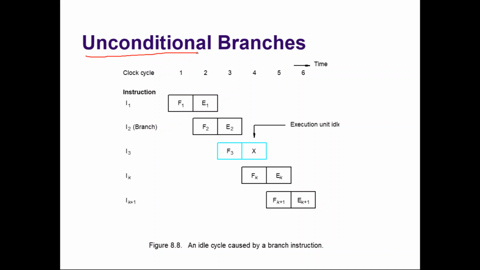Let us consider unconditional branch with a two-stage pipeline. That is, the pipeline has only two stages, fetch and execute stage.